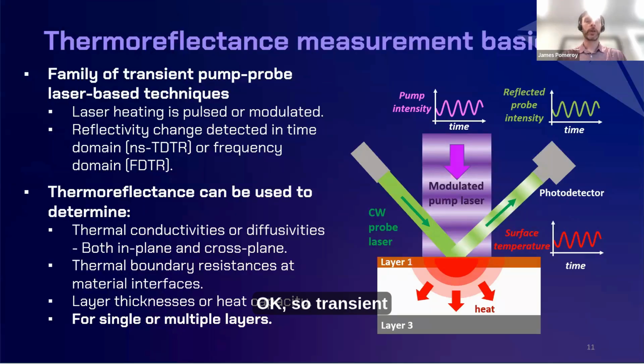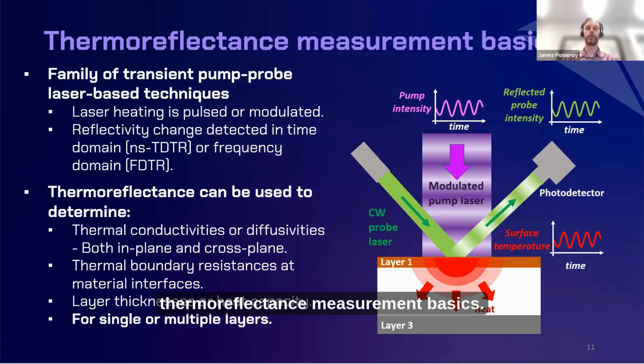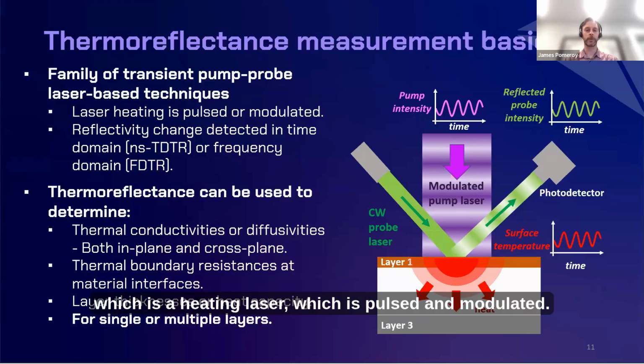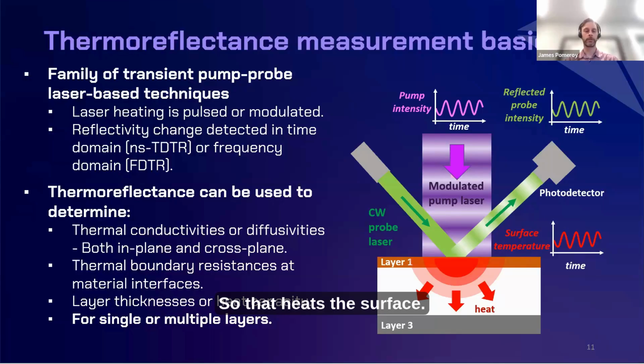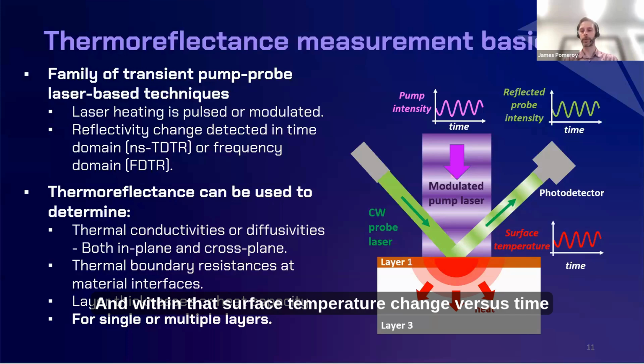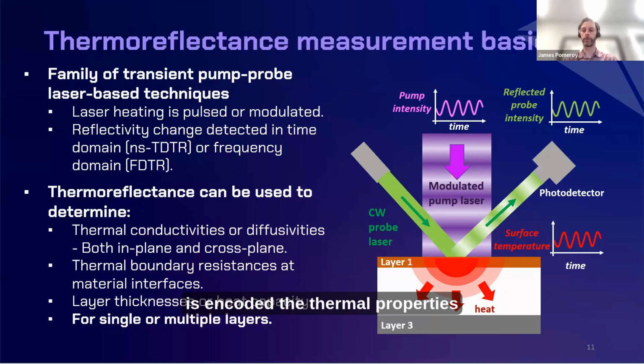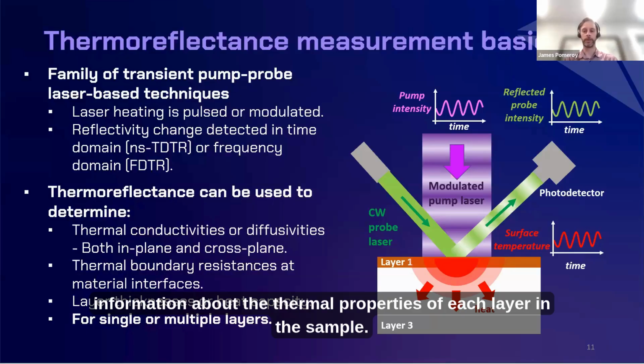Okay, so transient thermoreflectance measurement basics. It's a family of pump-probe laser-based techniques. We have one laser, which is a heating laser, which is pulsed or modulated, so that heats the surface. And we have another laser, a CW laser, which is reflected from the surface, and the reflectivity change is proportional to the surface temperature change. Within that surface temperature change versus time is encoded the information about the thermal properties of each layer in the sample.